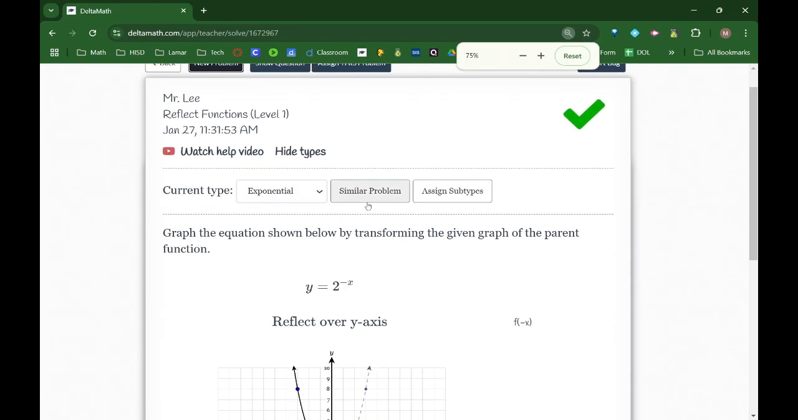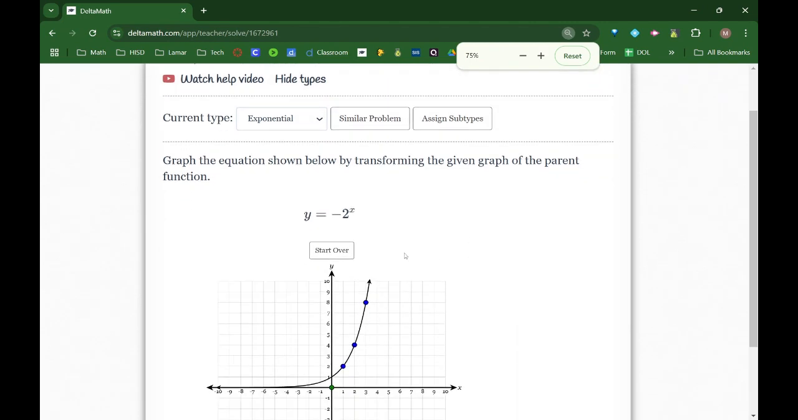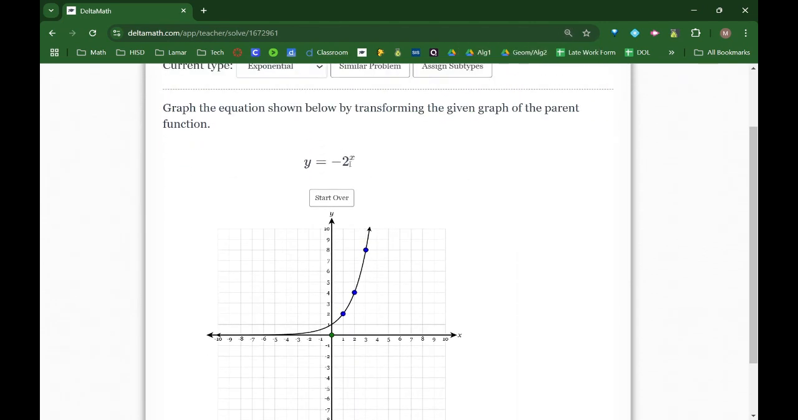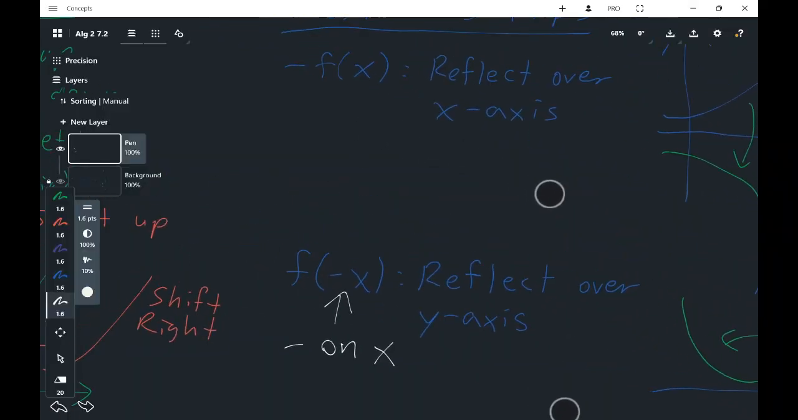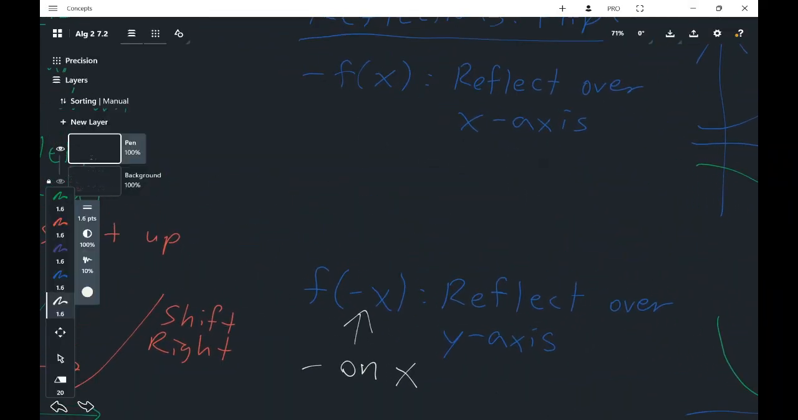So let's try another one. There are really only two variations here that you'll see because there are only two axes that we know how to reflect over. We have a negative on the outside of the function. So let's look up here. This time the negative is not on the x, the negative is outside the function.